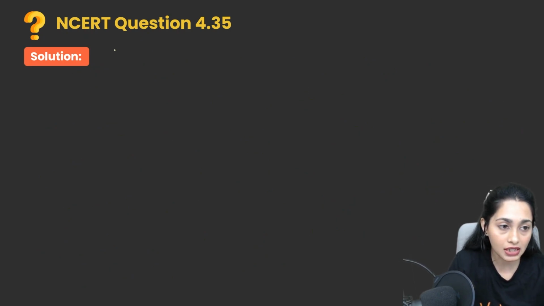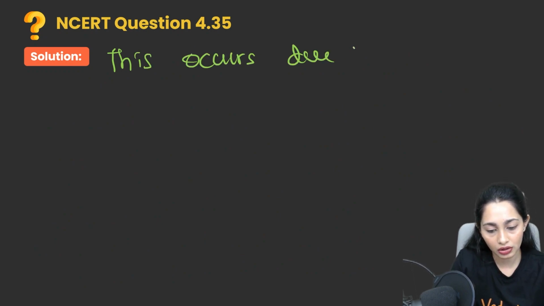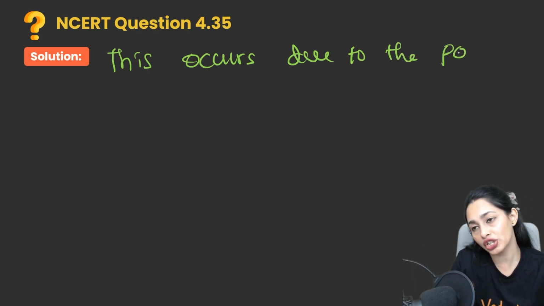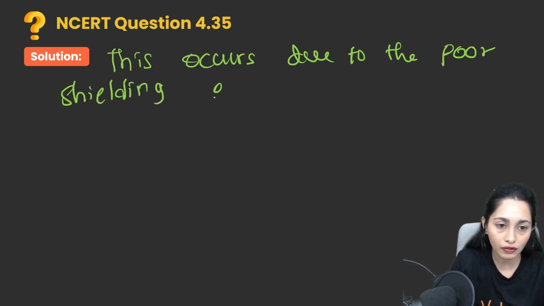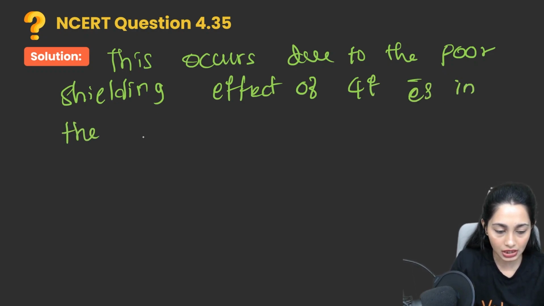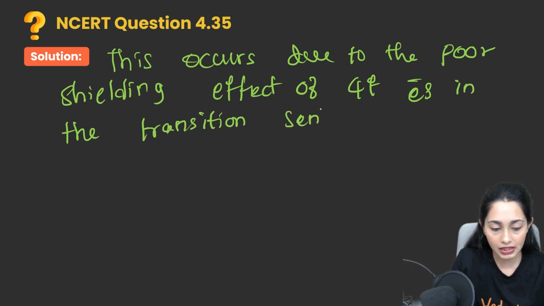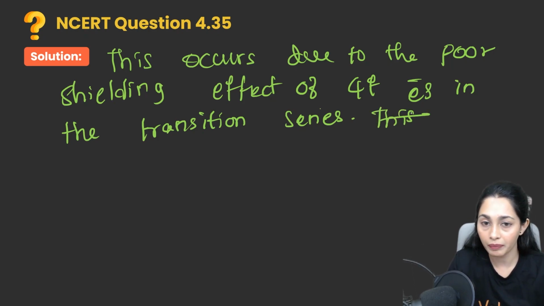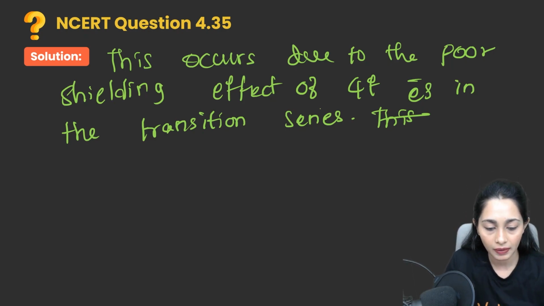Why does this occur? This occurs due to the poor shielding effect of 4f electrons in the transition series.